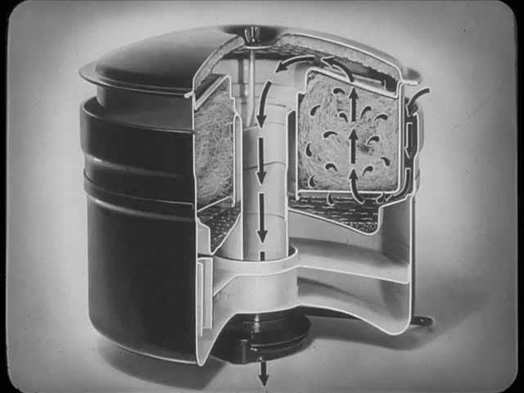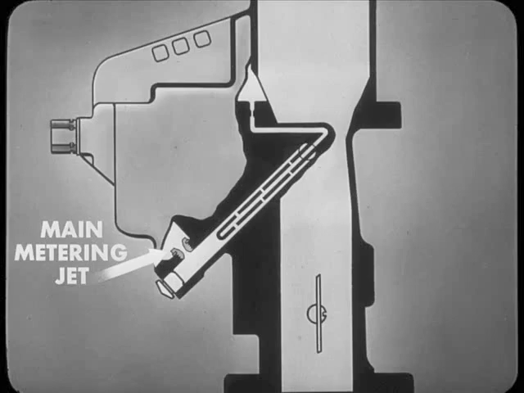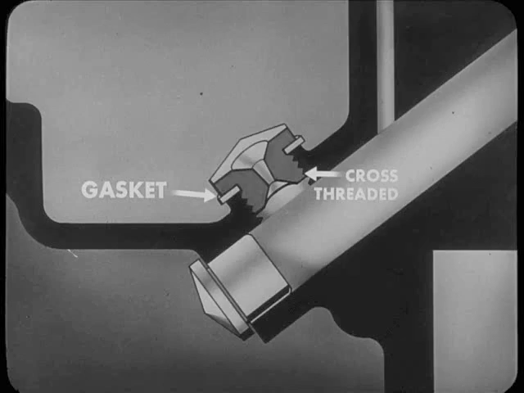Now, I was just wondering how you can spot troubles in the main metering system. Well, at steady speed, you run on the main system almost exclusively from about 25 to about 70 miles an hour. So, if your engine falters within that speed range, check the main system. Could be you're getting a lean mixture, maybe from a partially clogged main jet. Another thing, Duke, if the main jet doesn't sink because its gasket is bad, or the jet is cross-threaded, it'll make the mixture too rich.